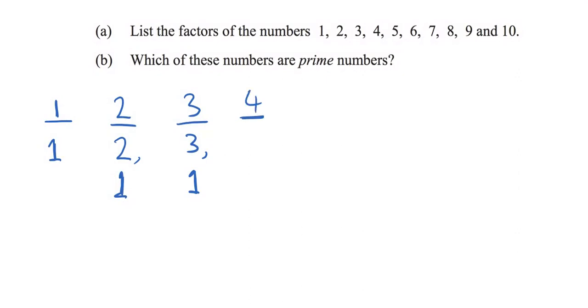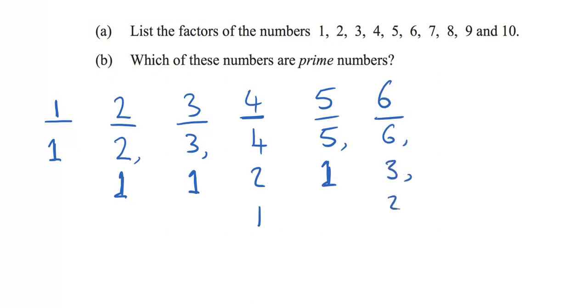Now, 4, well, this has 3 different factors. It has 1, it has 4 itself. Let's write them in order still, shall we? Right. And we have 2 as well. So this one's got 3 different factors. 3 isn't a factor of 4 because it doesn't divide into it exactly. 5 has 2 factors, 5 and 1. 6 has 6 itself, 3, 2, and 1. They all divide perfectly into 6.